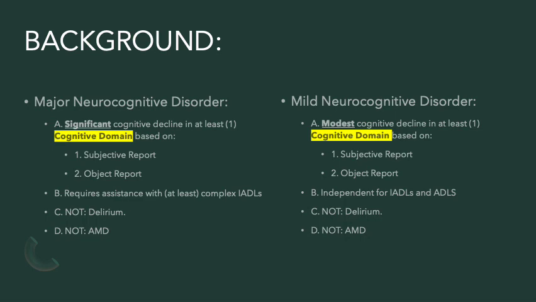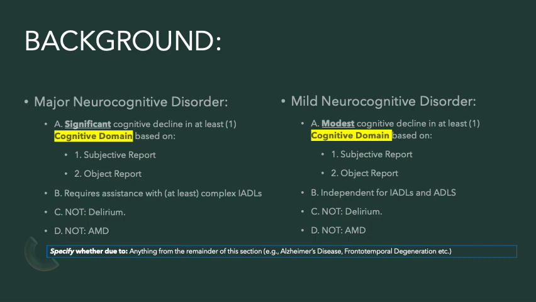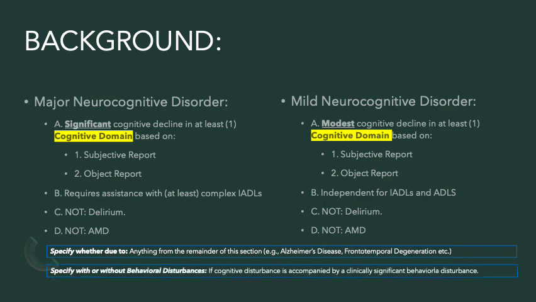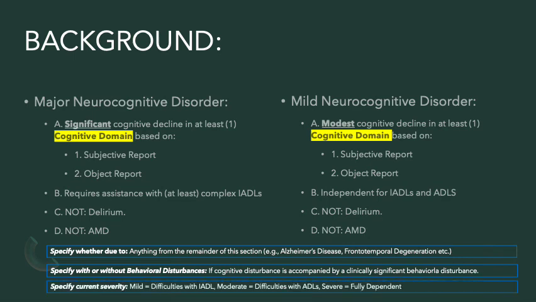There are 3 types of specifiers applied in addition to these diagnostic labels. These are: specify whether due to. This can be anything from the remainder of this section, for example, Alzheimer's disease or frontotemporal degeneration. Specify with or without behavioral disturbances. So if cognitive disturbance is accompanied by a clinically significant behavioral disturbance, you would code it as such. And specify current severity. So mild is where there are difficulties with IADLs, moderate is where there's difficulties with ADLs, and severe is when individuals are fully dependent.